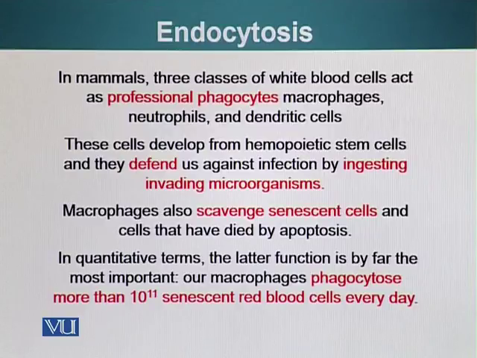We talked about apoptosis, or programmed cell death, where the remnants of the cell, after the cell has died, are ingested by these professional phagocytic cells. In quantitative terms, the latter function is by far the most important one our macrophages perform. Macrophages, for example, phagocytose more than 100 billion senescent red blood cells every day. So every day our macrophages eat about 100 billion red blood cells which are not functioning properly.